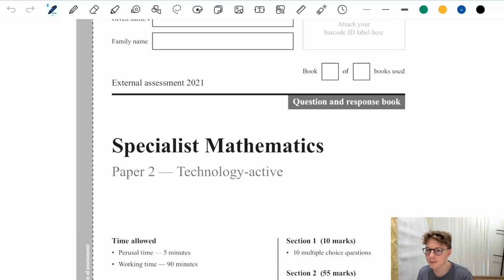Hello everyone, welcome back. We're going to be looking at the Tech Active paper today from 2021, really to finish off all the 2021 papers. We've got multiple choice, tech free, the full tech free short response. We're going to be tackling the short response Tech Active paper today. It's going to be slightly different.